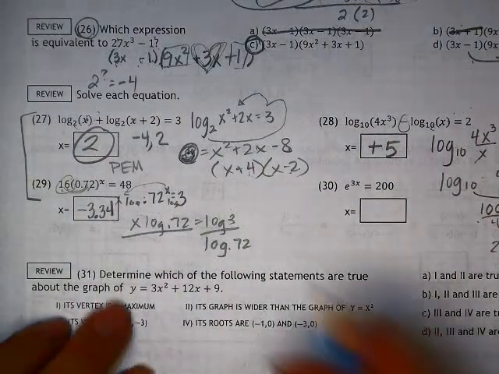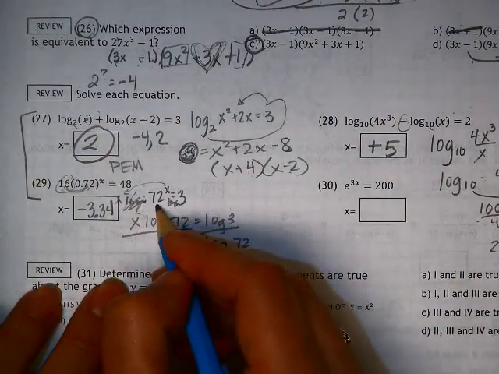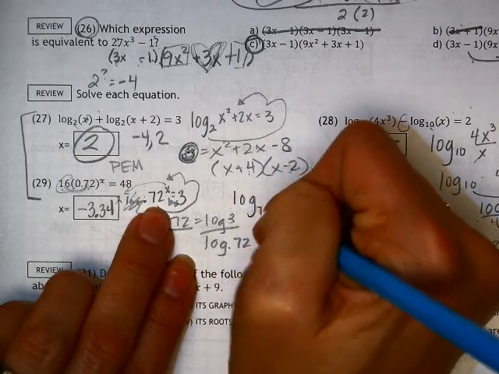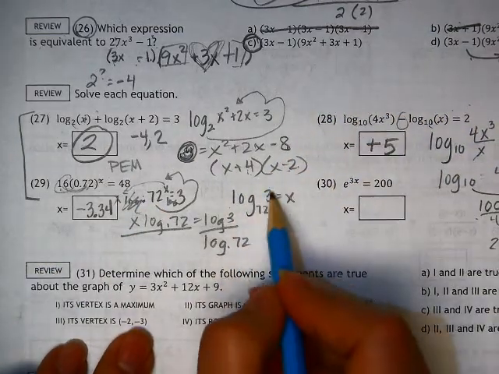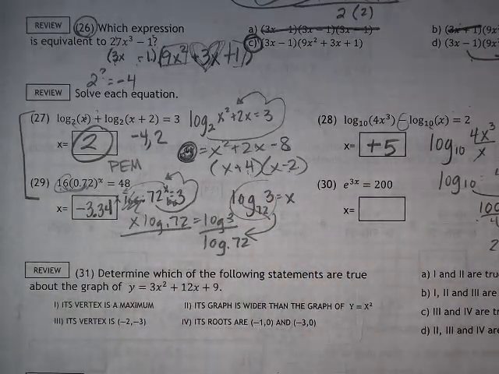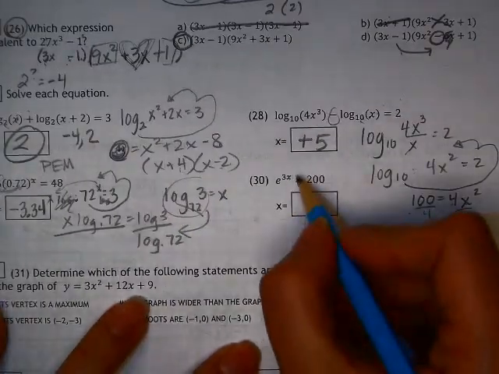So that's one way to do it. Back here, instead of logging it, I could have written it as a log, which would have been log base 72 of 3 equals x. And the way to plug that into your calculator is to take the log of 3 divided by the log of 72. All right, let's go ahead and look at this one here.